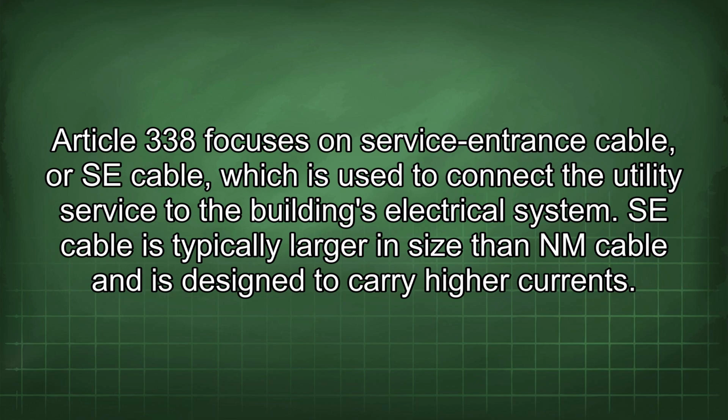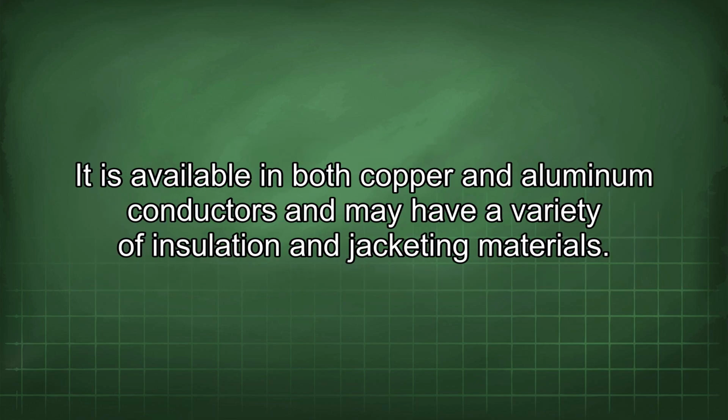Article 338 focuses on service entrance cable, or SE cable, which is used to connect the utility service to the building's electrical system. SE cable is typically larger in size than NM cable and is designed to carry higher currents. It is available in both copper and aluminum conductors and may have a variety of insulation and jacketing materials.